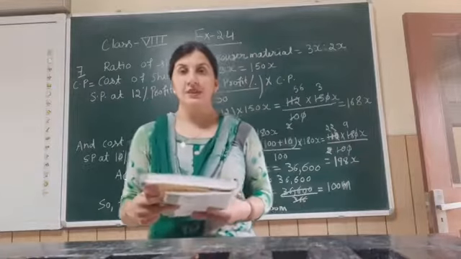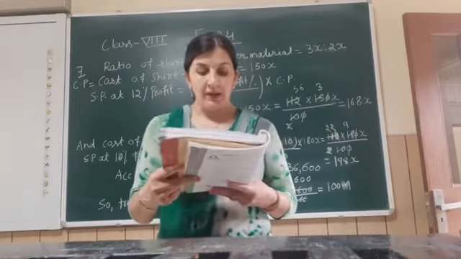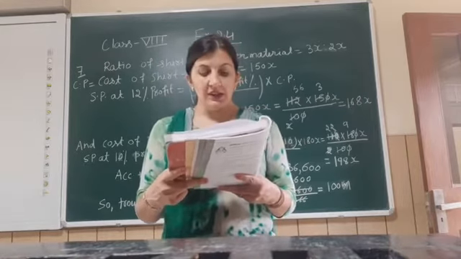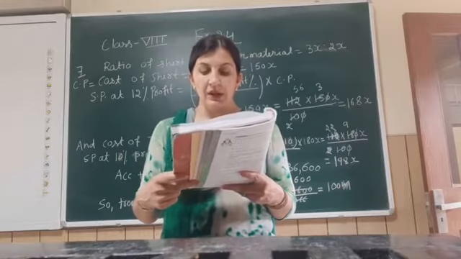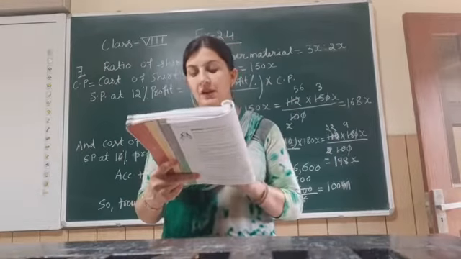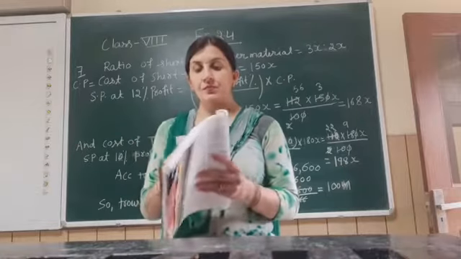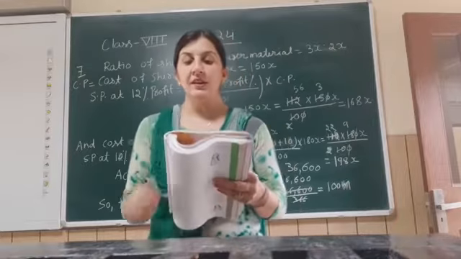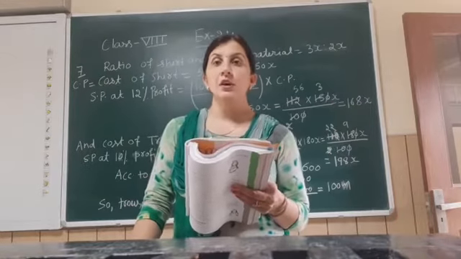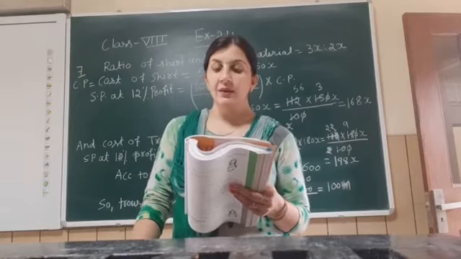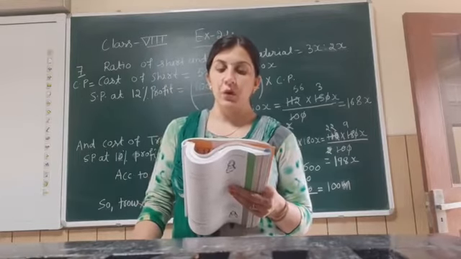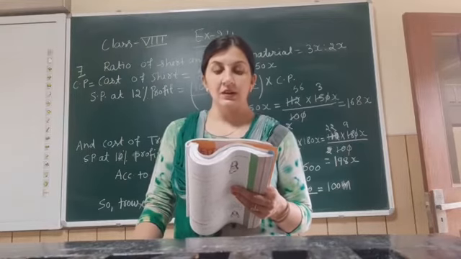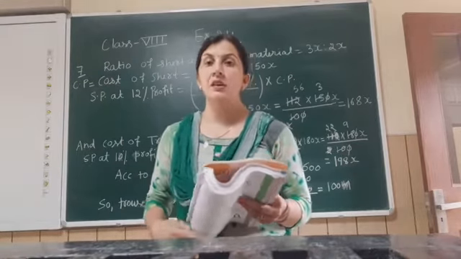Next is question number 7. Hassan buys 2 kinds of cloth material for school uniform. Shirt material that costs him rupees 50 per meter and trouser material that costs him rupees 90 per meter. For every 3 meter of the shirt material, he buys 2 meter of the trouser material. He sells the material at 12% and 10% profit respectively. His total sale is rupees 36,600. How much trouser material did he buy?